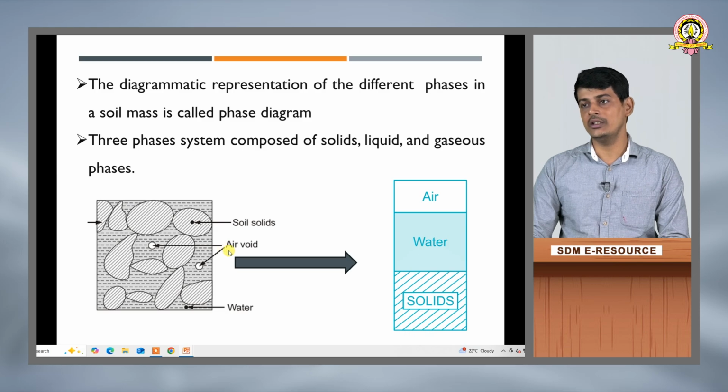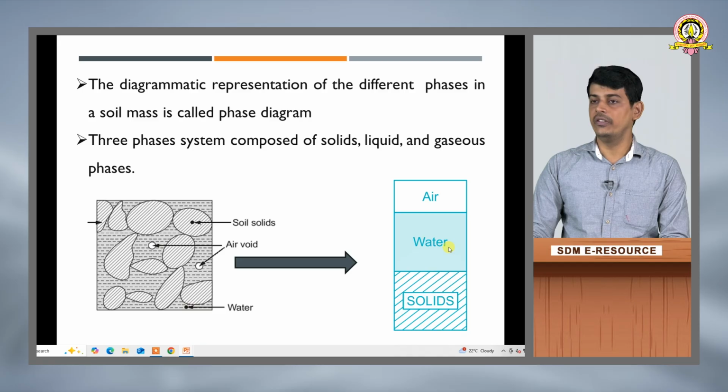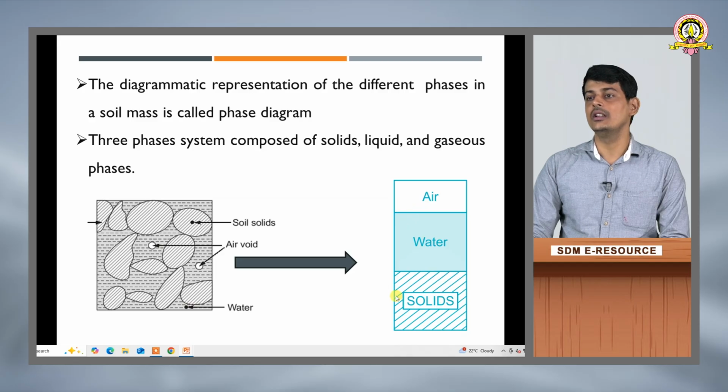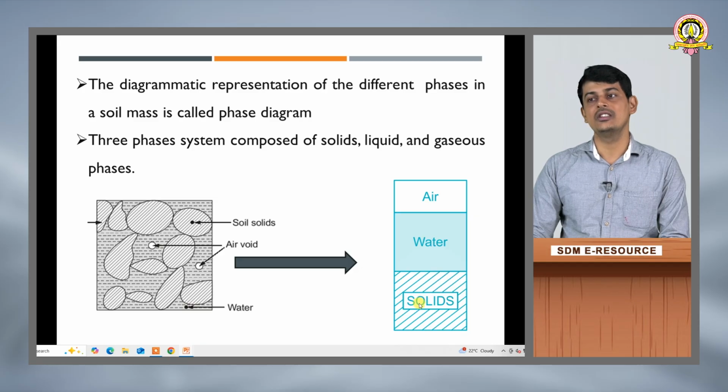We have only solids, water and air, and this diagram is purely conceptual, but all the calculations, all the analysis, all the basic definitions in civil engineering are dependent on this basic conceptual 3-phase diagram. The 3 phases of soil are solids, water and air.